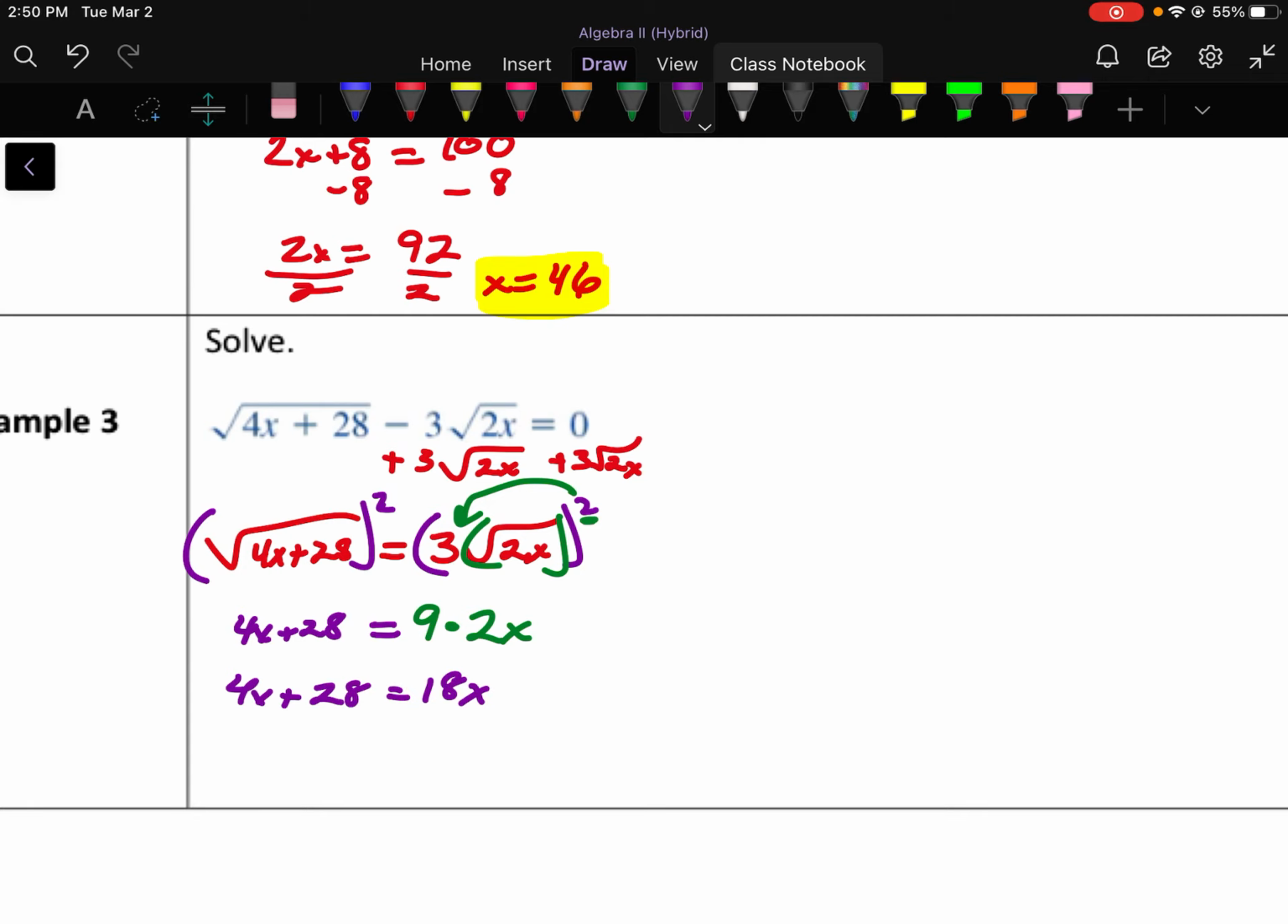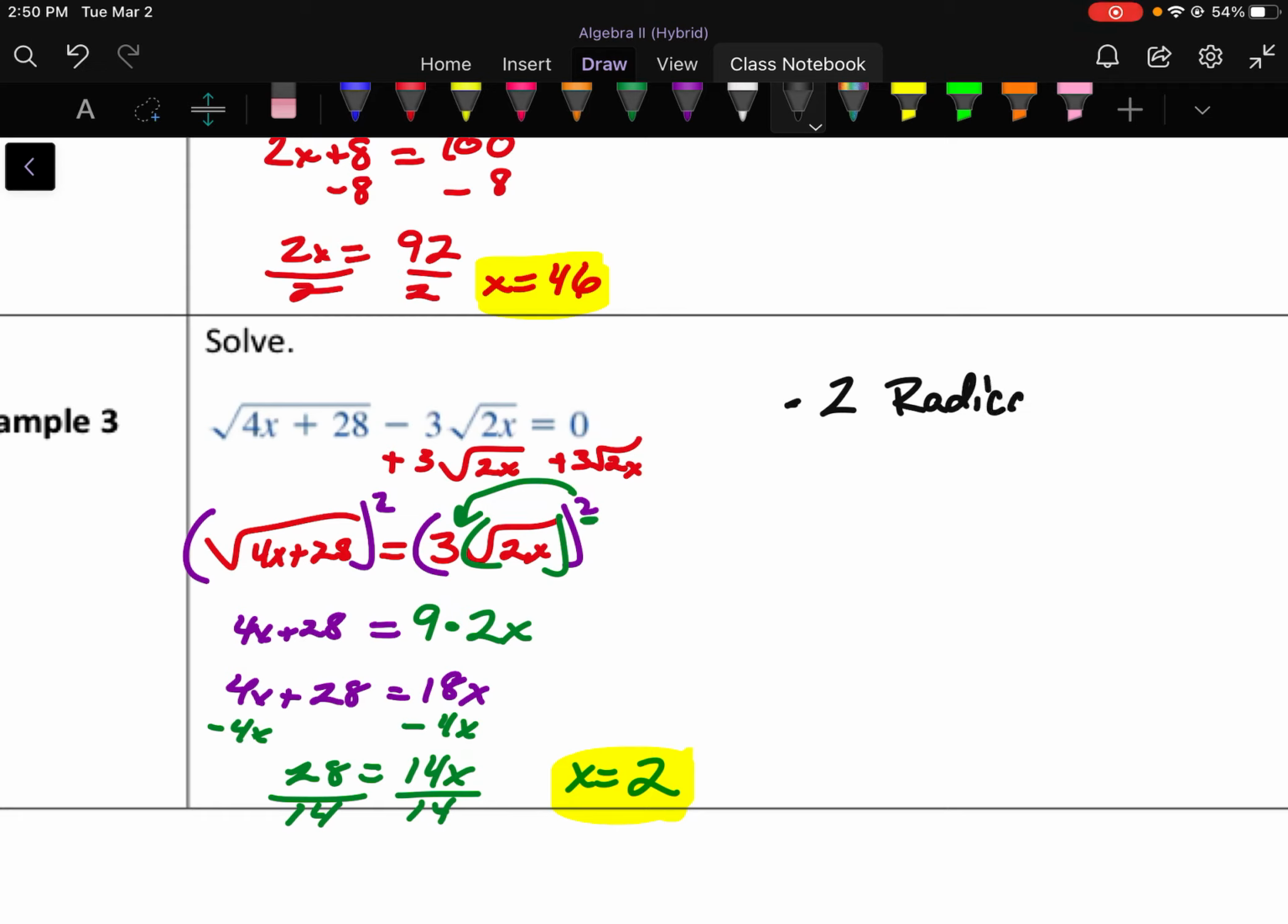18x. Okay, so don't forget to square any outside numbers if you happen to find yourself in this situation out in the wild, which is very possible. So we have 4x plus 28 equals 18x. So now it's just kind of a linear problem, some basic Algebra 1 stuff here. So 28 equals 14x. And if you divide both sides by 14, you get x equals 2. So again, if you have two radicals, you want to move them to opposite sides.